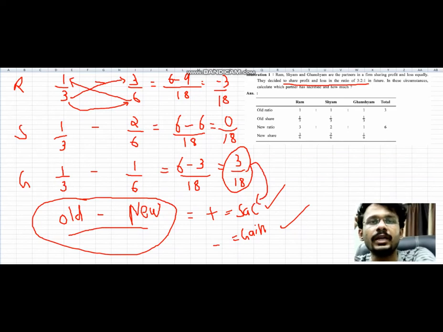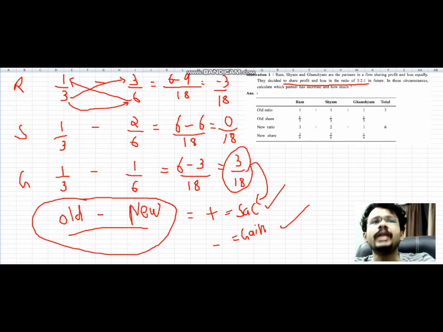When you are finding sacrificing ratio, what is the formula for sacrificing ratio? Old minus new ratio. So when you do old minus new, if your answer is positive, it sacrifices; if the answer is negative, it gains. I hope this is getting clear to you, friends.